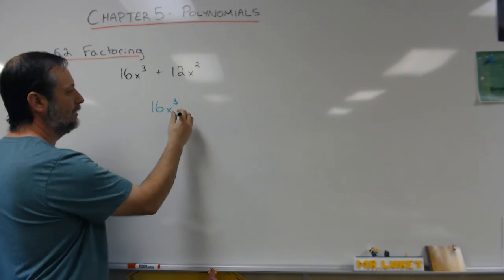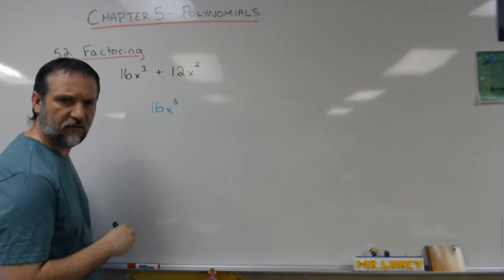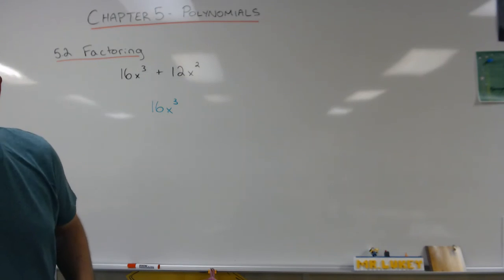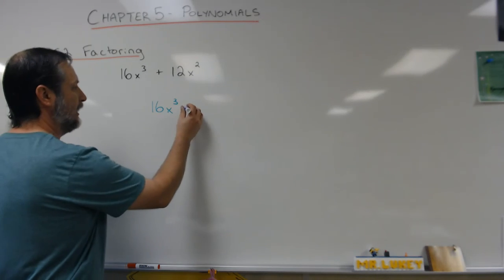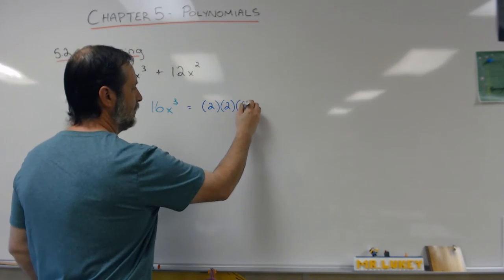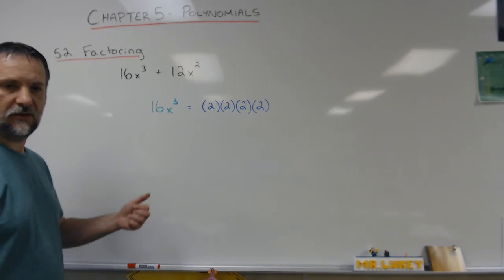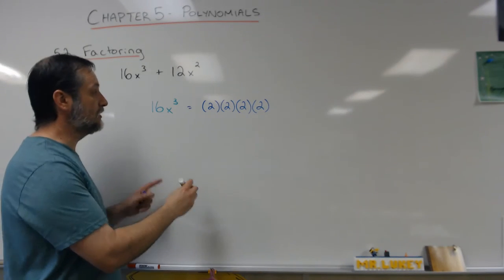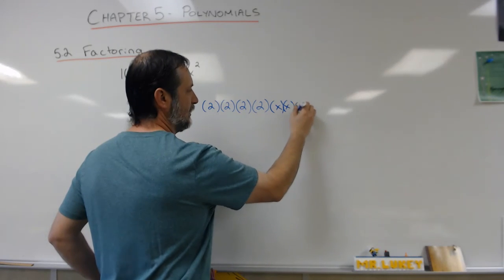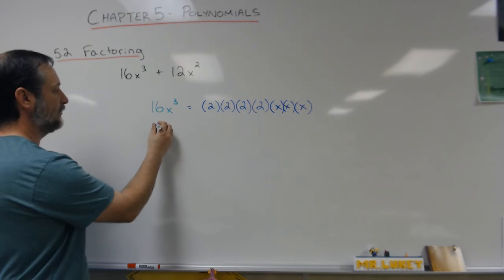16x cubed, so if I want to look for the prime factors of this, I'll switch back to my blue here. So 16x cubed, my prime factors are going to be 2 times 2 times 2 times 2. Those are my prime factors. 3 x's, so times x times x times x. Do the same thing for 12x squared.